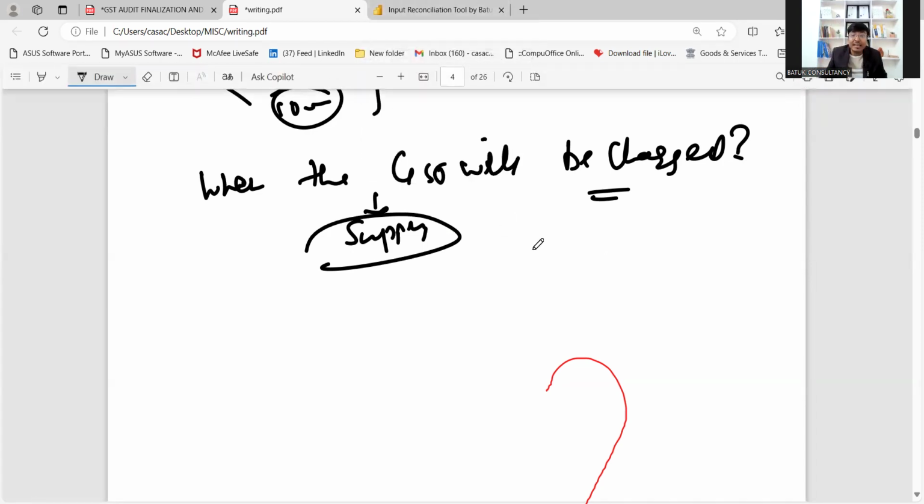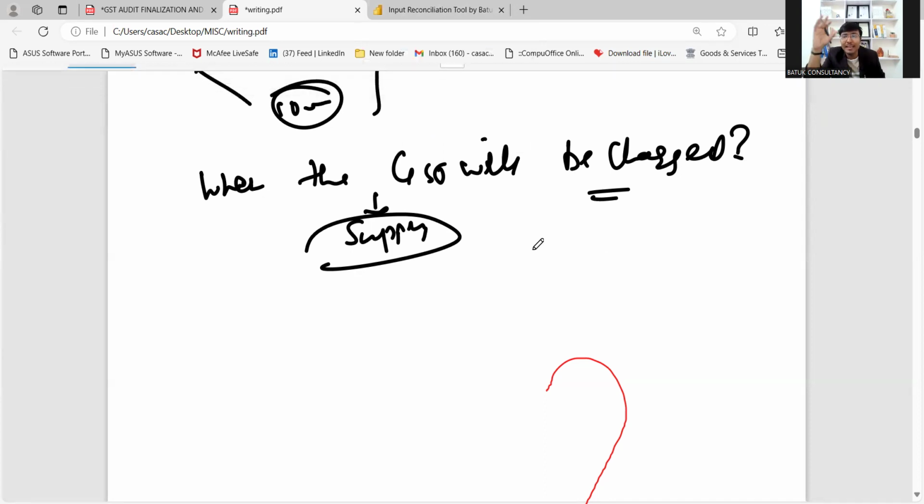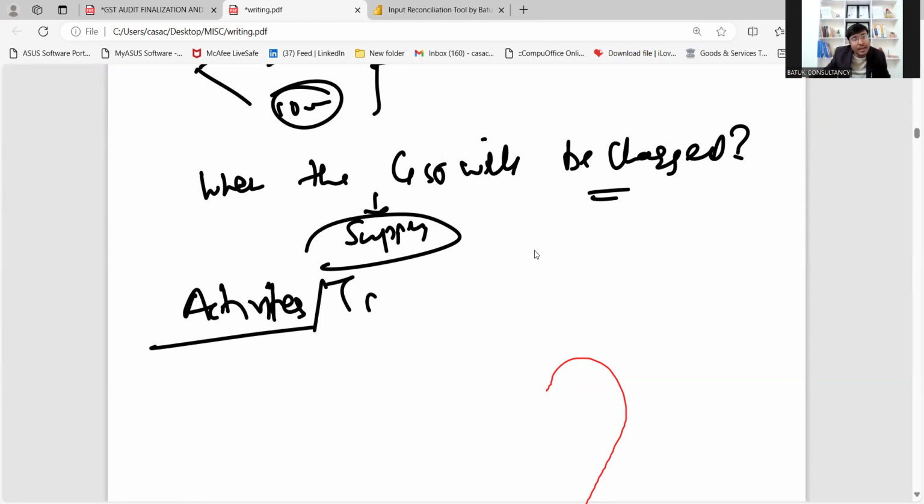So when you start the GST audit, at that time you first need to verify all the activities or transactions of that particular person. You ask, what do you do? Are you providing training classes? Like when you are auditing me, are you providing training classes? Are you selling the books? Are you providing consultancy services? Are you providing services related to the various types of audits? These are the activities in my business.